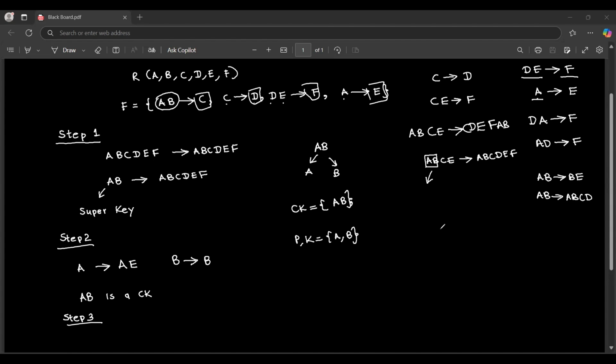And we know already if AB is a candidate key, if you add C to it, this will also be a super key. If you add E to it, this will also be a super key because it's a superset of AB. So it doesn't matter. So this is how you have to do these questions.